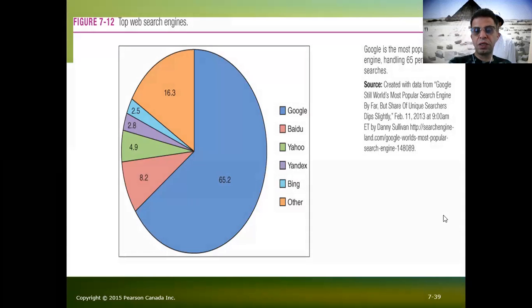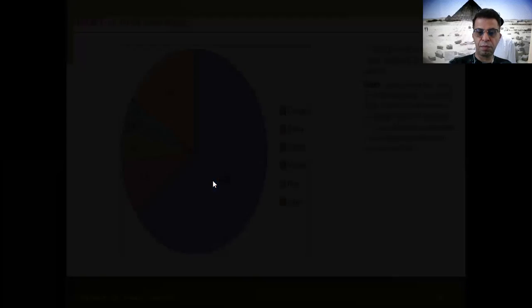Now, these are the tools, the top web search engines. I guess everybody knows Google. This is Baidu. And then you have Yahoo and Yandex and Bing and others. The biggest share of users is people using Google now.